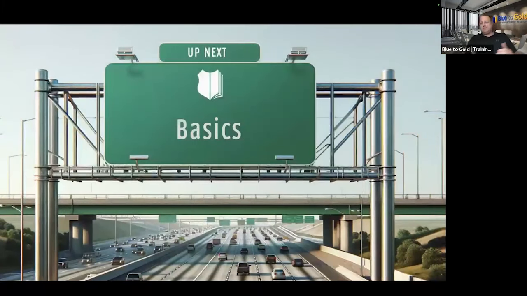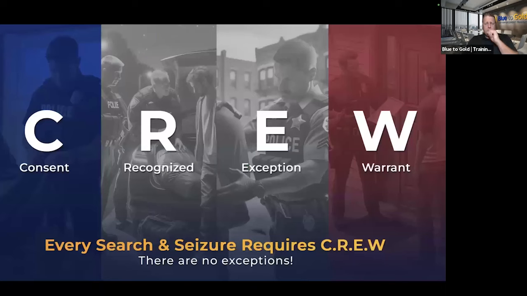So the basics. Where does it come from? What is community caretaking? Now, remember, at Blue to Gold, we have our CREW acronym. And we're going to be talking about today one of the recognized exceptions. All searches and seizures require CREW. And what I love about this rule is, unlike pretty much every other legal rule we rely on, there are no exceptions to this rule.